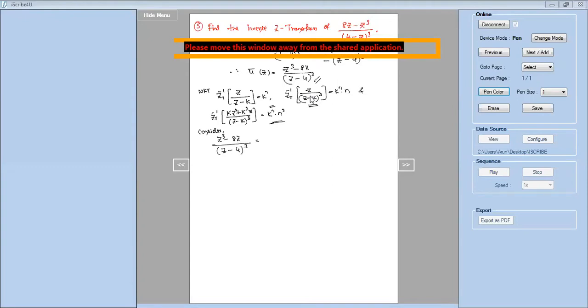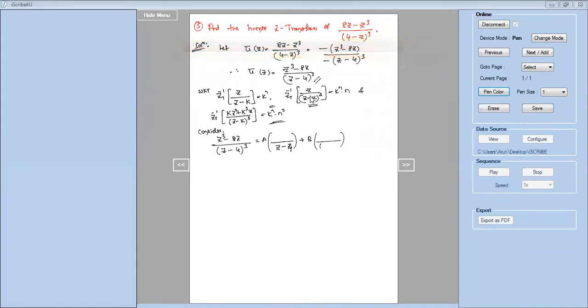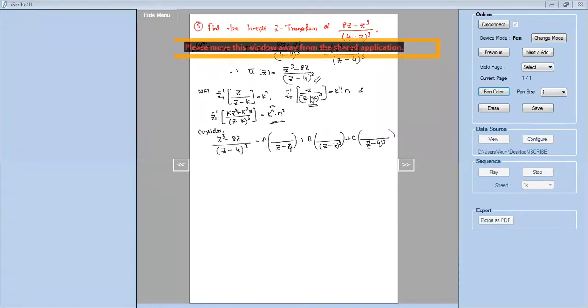So the partial fraction for this linear repeated factor, I'll write like this: a by z minus 4 plus b by z minus 4 whole square plus c by z minus 4 whole cube. Correct. So this is how we write the normal partial fraction.